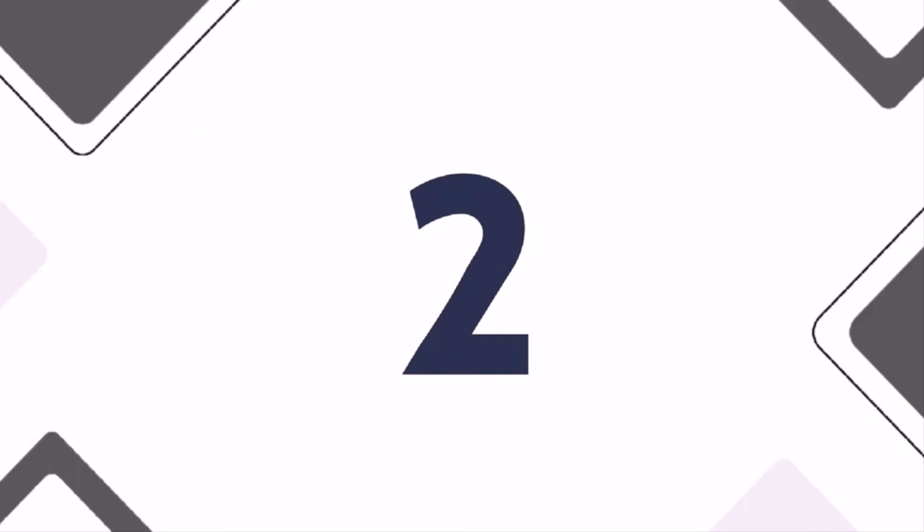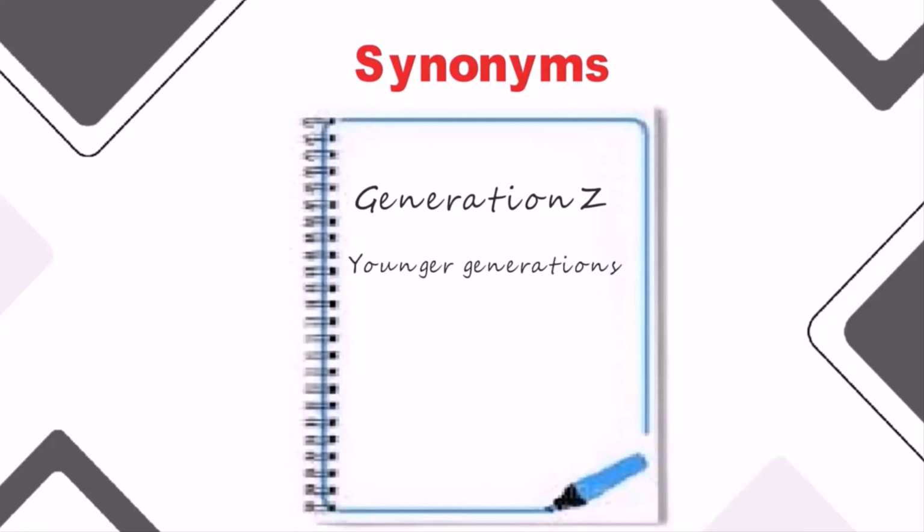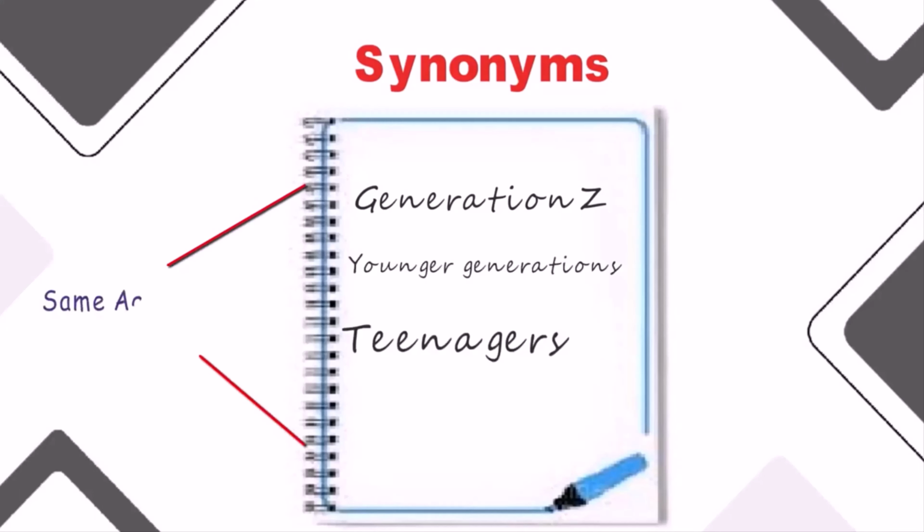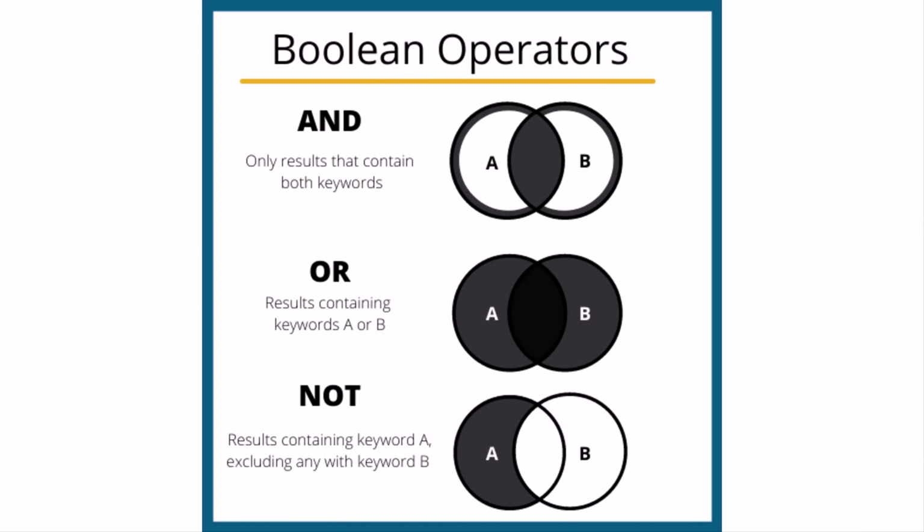For the first trick, you should first think and write down all the synonyms or subtopics of the keywords you are searching for. For example, in our research, Generation Z, younger generations and teenagers all represent the age group we are looking for. And now, a pro trick. Use these things called Boolean operators to help us refine the search.